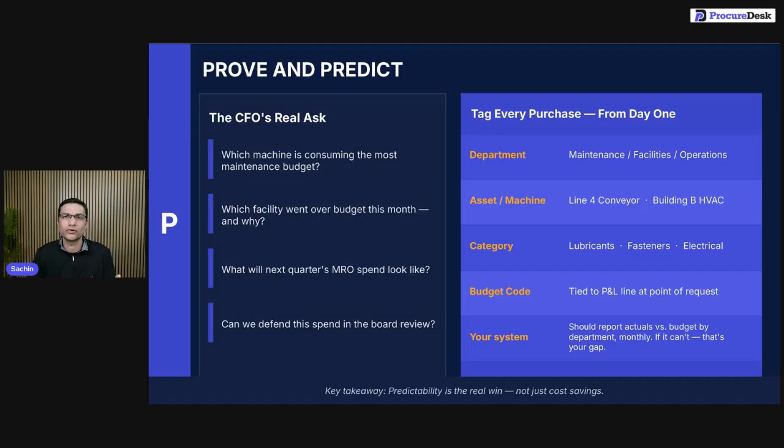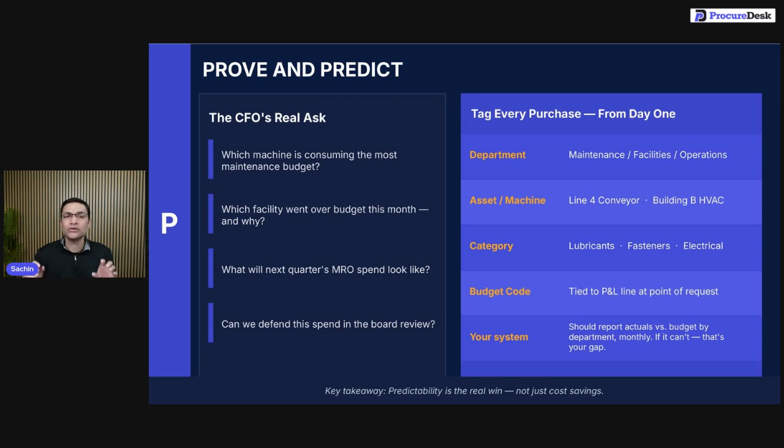You're always assuming or maybe allocating fixed costs to all the different machines. And maybe there's one machine which is consuming 90% of the budget. Maybe it's time to replace that machine and get a new asset. Facility wise, which facilities went over budget, which are under, or forecasting what the next month or next quarter MRO spend would look like. Or if somebody asks why are we spending so much on MRO, can we defend it? Can we tell the story behind it?